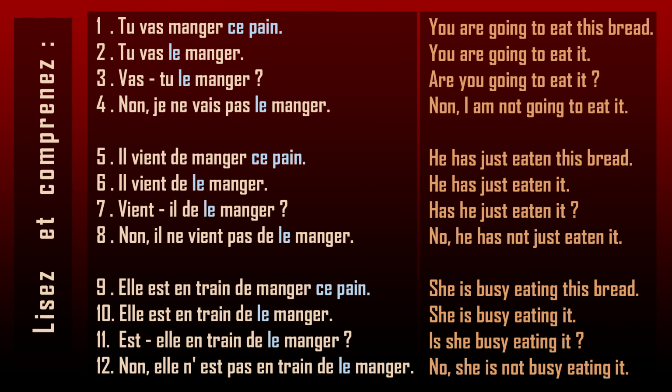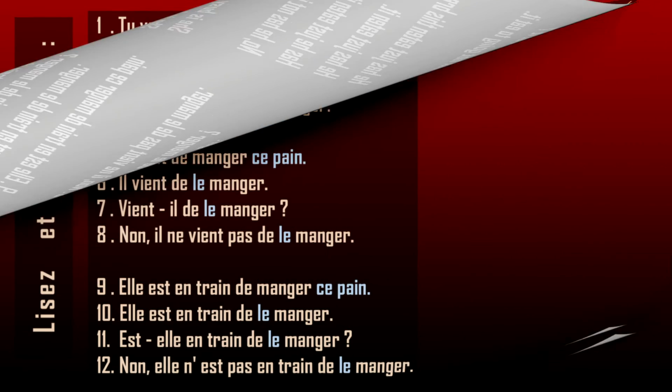Number 11. Est-elle en train de le manger? Is she busy eating it? Or is she eating it right now? 12. Non. Elle n'est pas en train de le manger. No, she is not eating it right now. Or no, she is not busy eating it. Please note the place where these direct object pronouns or indirect object pronouns are placed in these periphrastic tenses.